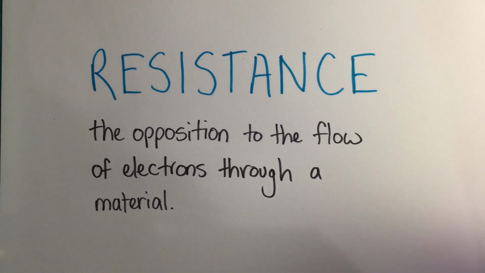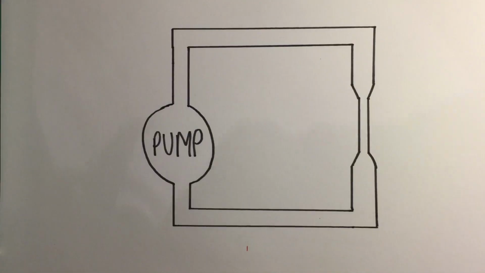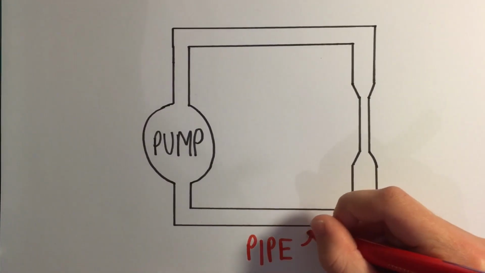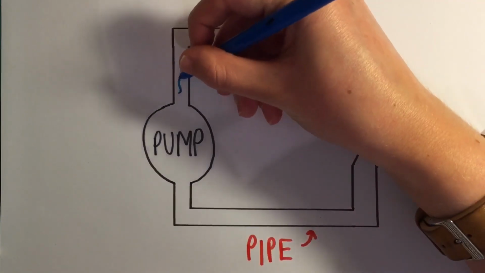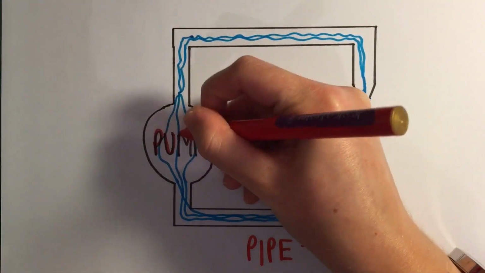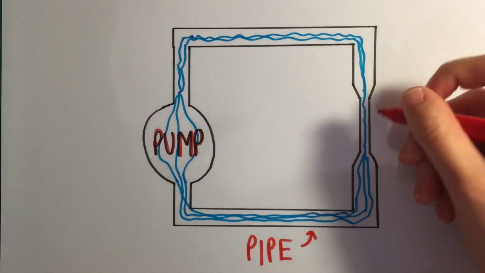Water running through a pipe is a common way to model resistance. Let's say that the pipe is equivalent to an electrical wire. The water represents the flow of electrons, or current, as it flows through the pipe. The water is pushed along by a pump, which can represent the voltage.